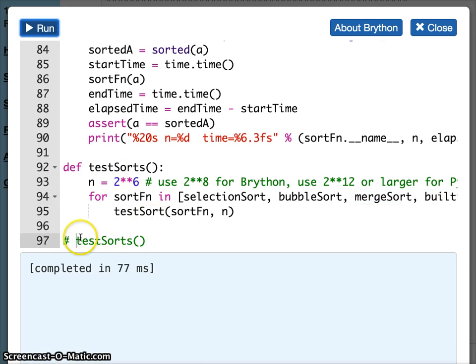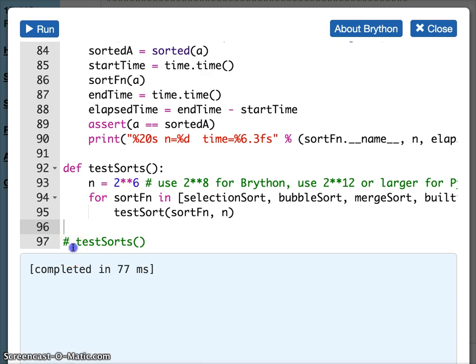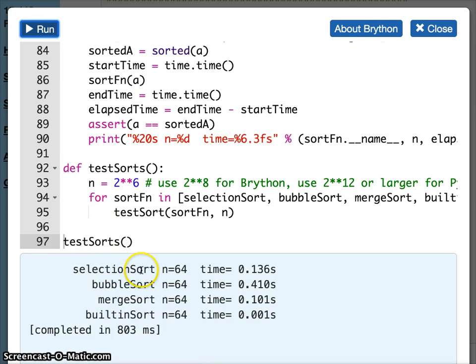and actually uncomment the thing, then it'll essentially say, so selection sort took 136 milliseconds. Bubble sort took 410 milliseconds, showing that it's actually much slower than selection sort. Merge sort took 100 milliseconds, which is pretty fast, and the built-in sort took 0.01 seconds. So this is pretty crazy, right? The built-in sort did way better than merge sort, and just way better than all of them together.